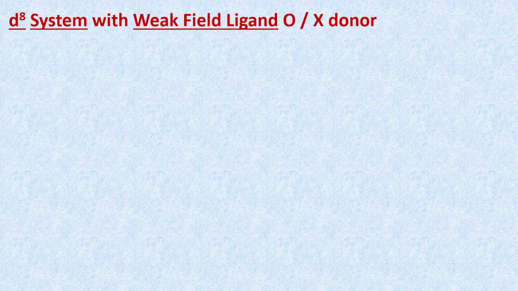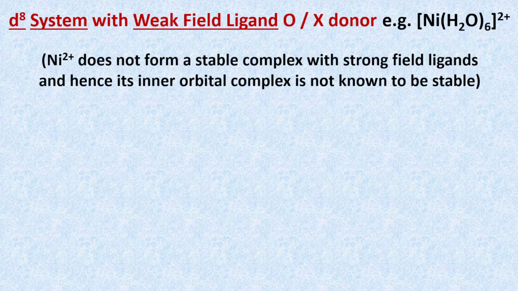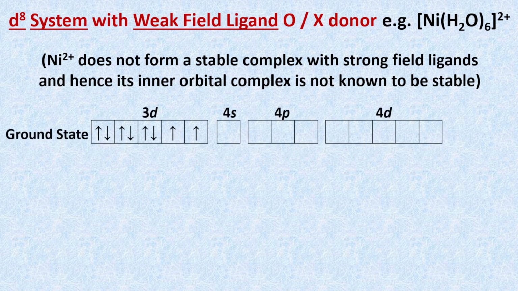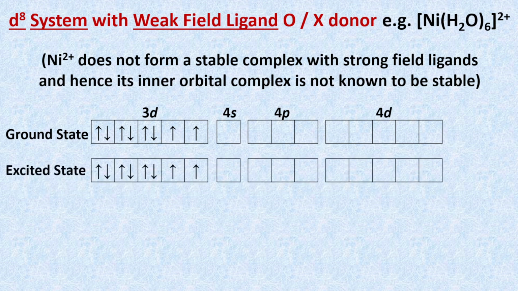d8 system with weak field ligand like oxygen or halogen. Example, hexaaqua nickel 2+. Likewise, cobalt +2, nickel +2 also doesn't form a stable complex with a strong field ligand. Hence, its inner orbital complex is not known to be stable. The atomic number of nickel is 28 and its oxidation state in this complex is +2. So the valence electronic configuration is 3d8 4s0 4p0. It has no vacant 3d orbital while the ligand in this complex is oxygen donor. So the excited state remains the same as the ground state.